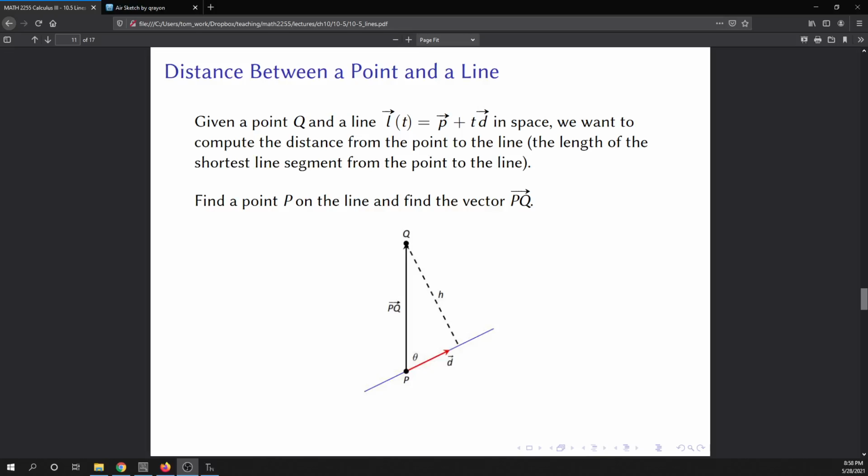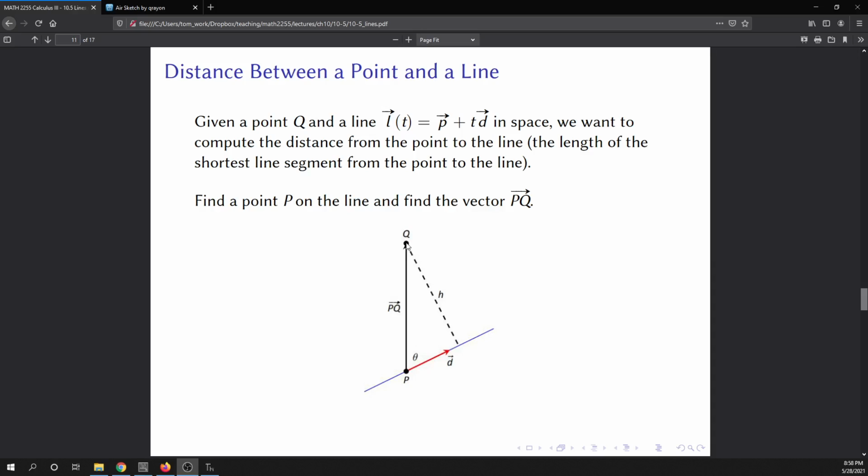All right, in this video we are going to talk about how to find the distance between a point and a line. So say we're given a point Q and a line L in space, and we want to compute the distance from the point to the line. By that I mean the length of the shortest line segment from the point to the line.